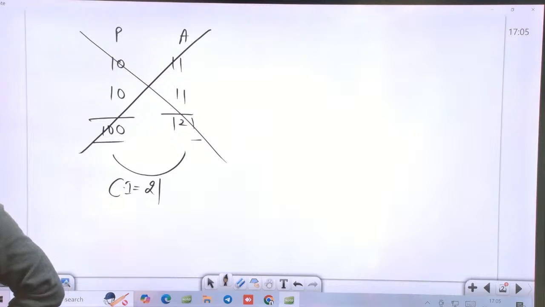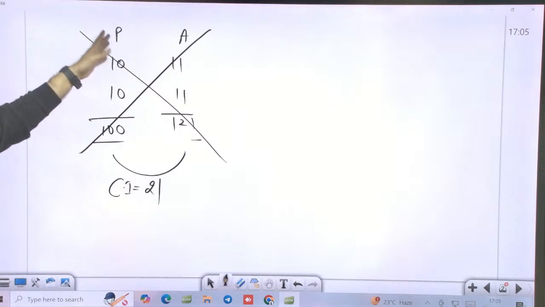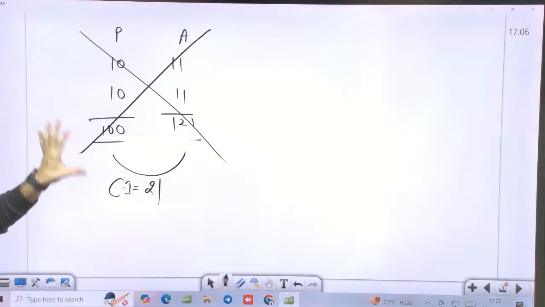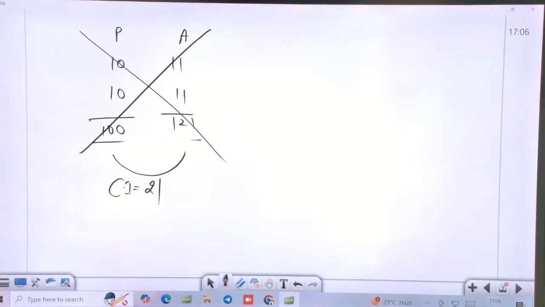Then where we can use this method? We can use this method whenever we have to find that principal, amount, or CI. We can use this method, that initial and final method. But if we are getting the questions of that CI and SI together, we are not going to use it. Got it? Any problem in this?